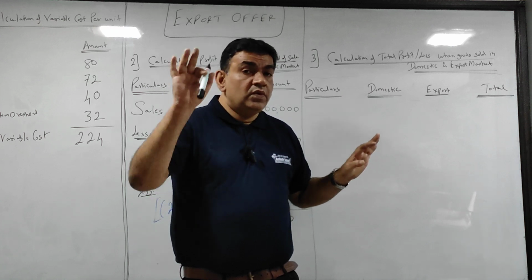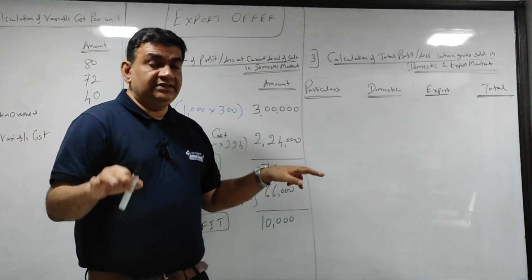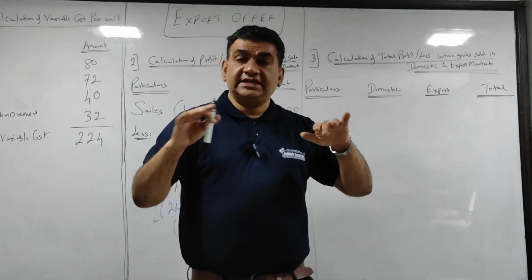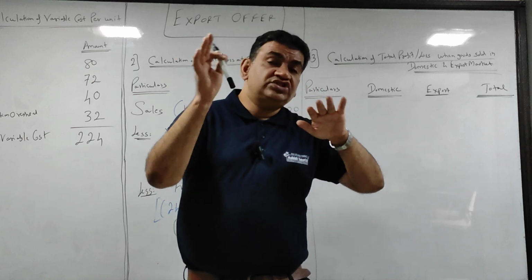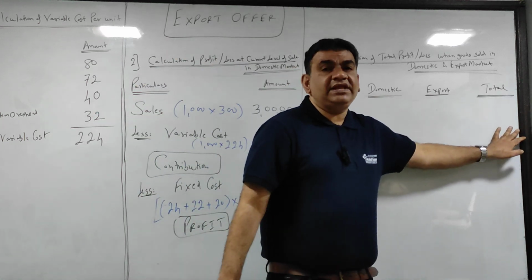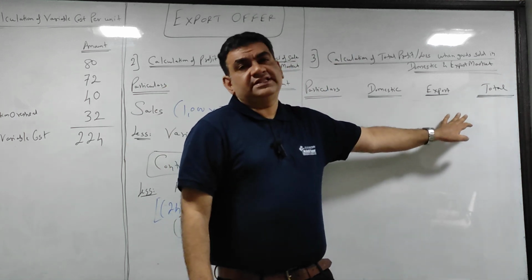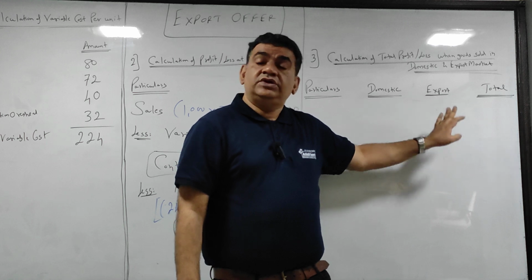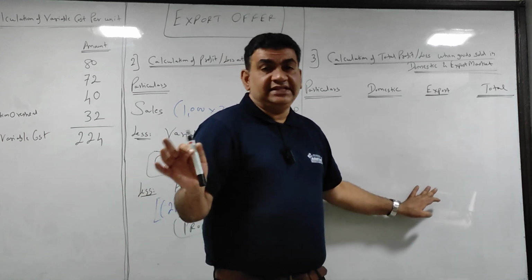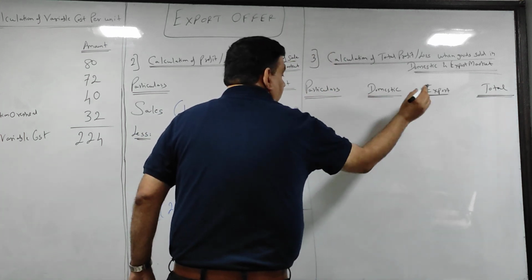Now here there was no total column because you were just selling in domestic. If they ask you later that you sell either in domestic or in export, either one place, then the total column will not come. But you are selling at both the places, therefore there will be a total column. So now let's do the calculation. Okay, headings clear.